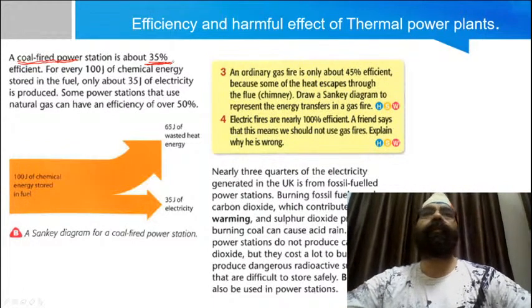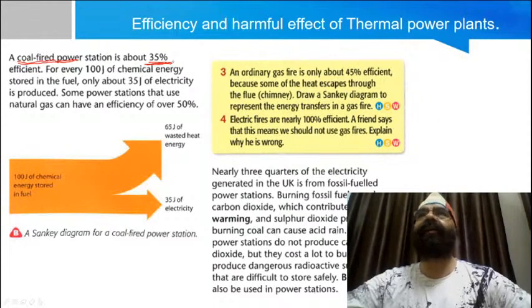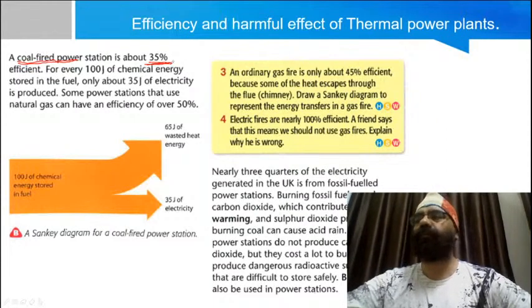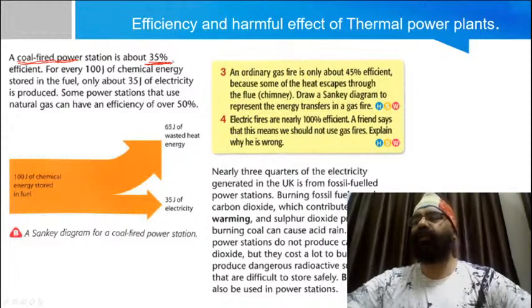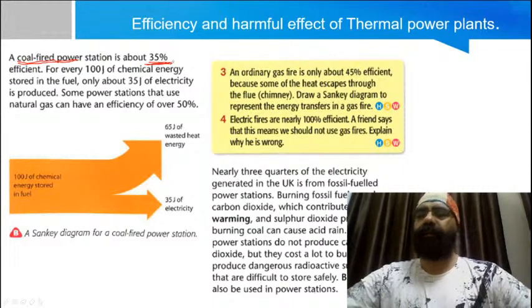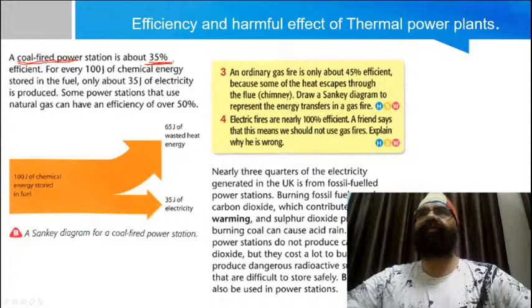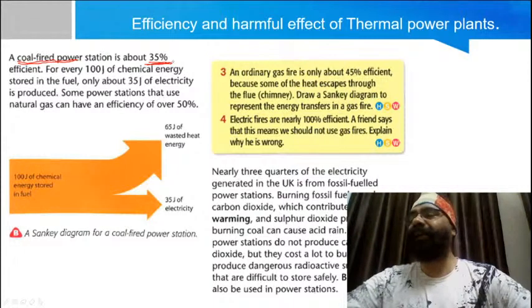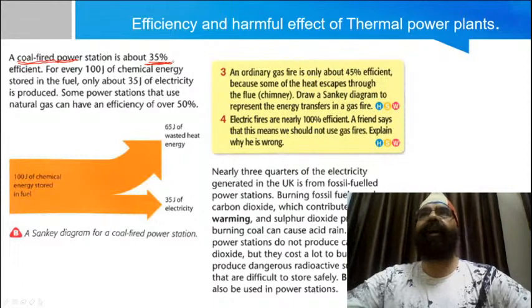Okay, so my question to you is, how much of the energy is wasted in a coal fired power station? What percent of energy is wasted in a coal fired power station?